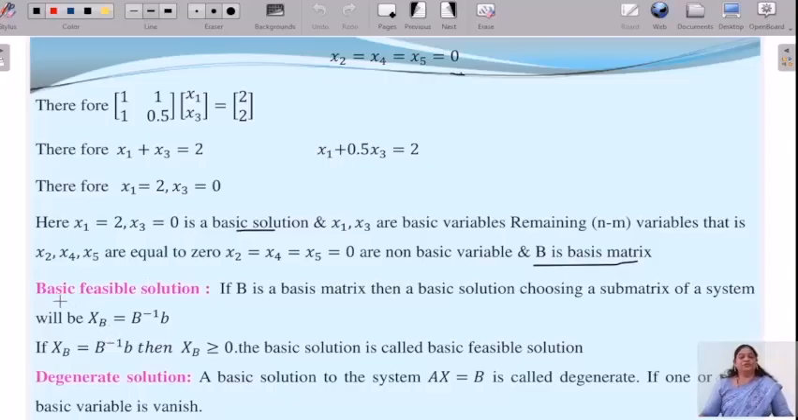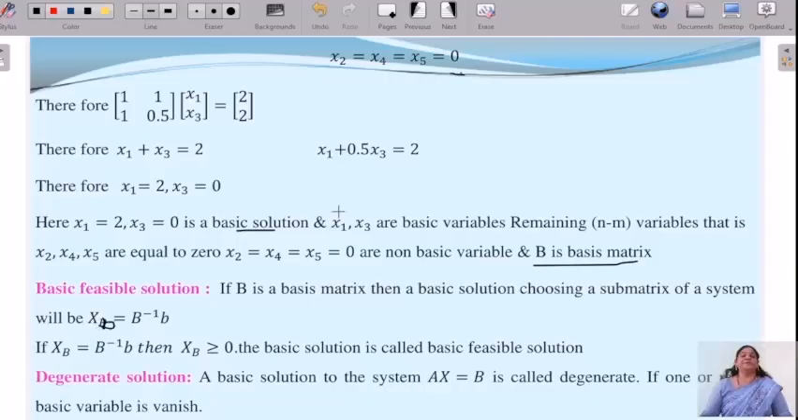Next we see another definition, basic feasible solution. If B is a basis matrix, then the basic solution, choosing a submatrix of a system, can be written as xB equal to B inverse b. This B is a suffix.